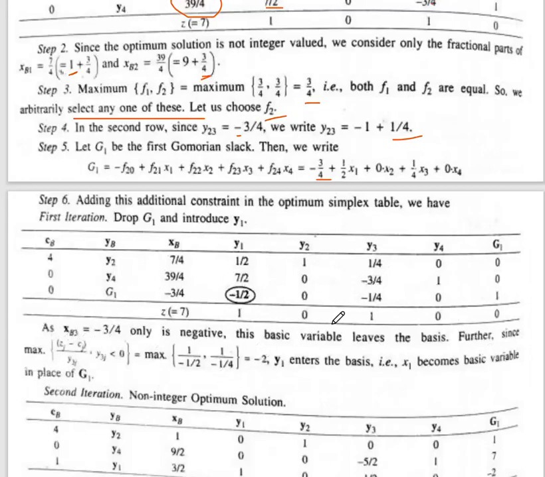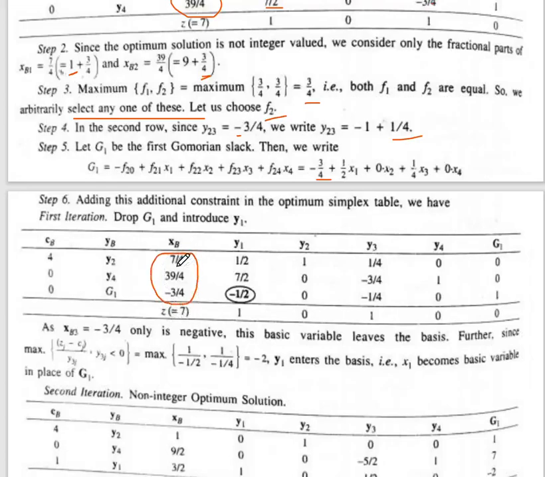After introducing the Gomorian slack variable into this table and then calculating the zj minus cj, you will get 1 0 1 0 0, but here again you will get non-integer values. So again we will use the same previous steps. Here xb3 is minus 3 by 4, which is negative, therefore this variable leaves the basis.